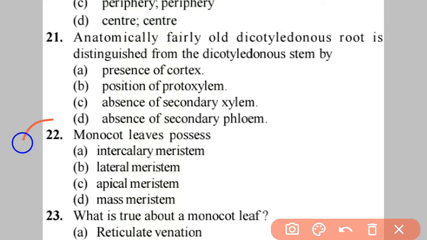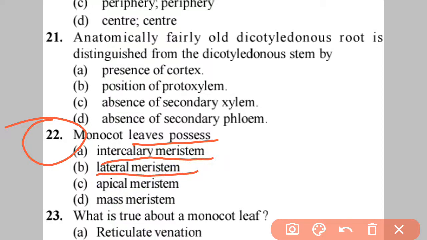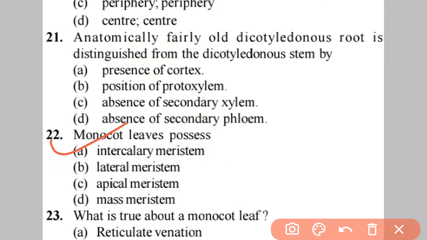Let's move on, next question. Question number 22. Monocot leaf possesses which one? Intercalary meristem, lateral meristem. Third option is apical meristem. And the last one is mass meristem. So monocot leaves have basically intercalary meristem. So option A is correct here.